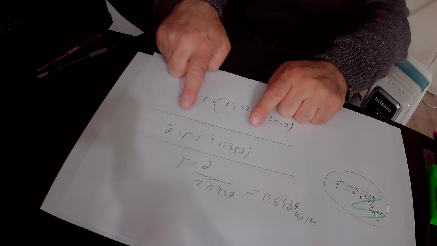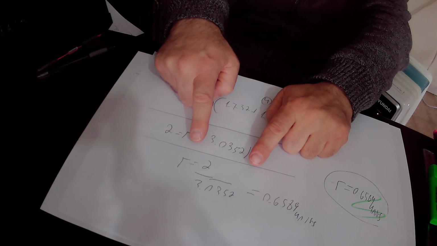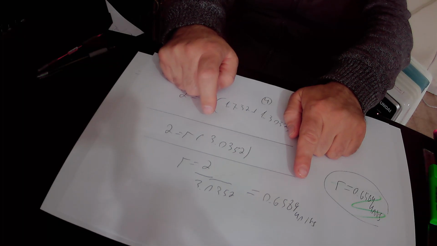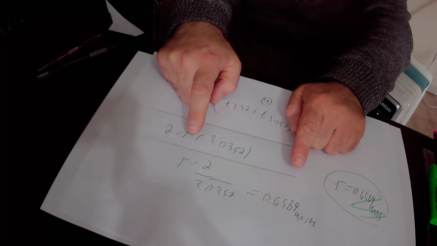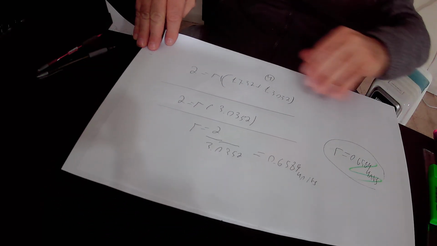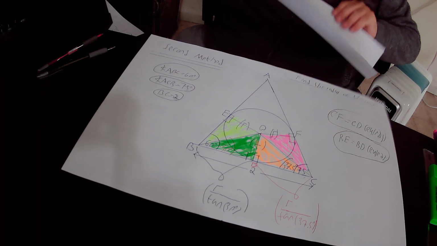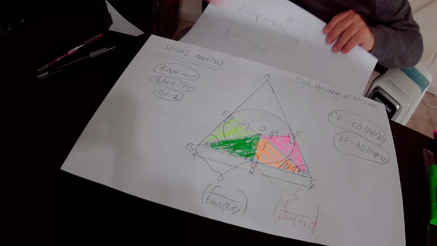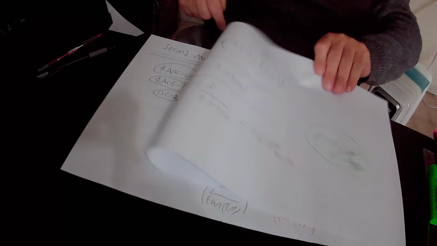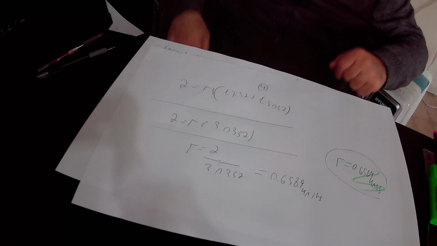We divided this equation by 3.0352 and found out that R equals 2 over 3.0352. That is actually 0.6589 units, and this is the radius of the circle that is inscribed in triangle ABC. Repeat again, in both methods we found out that the radius of the circle inscribed in triangle ABC is equal to 0.6589 units. Okay, thank you very much.